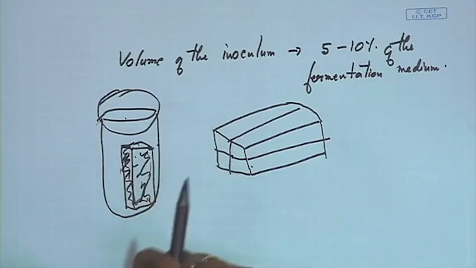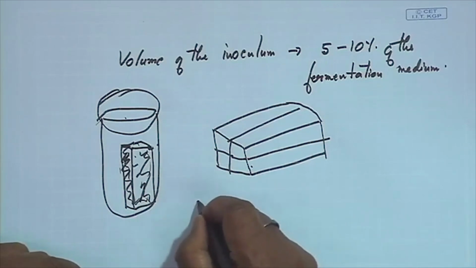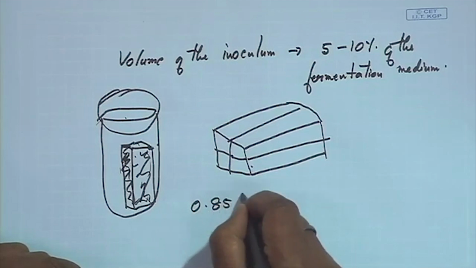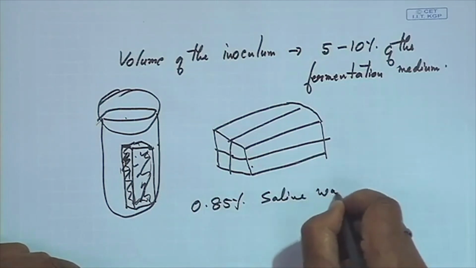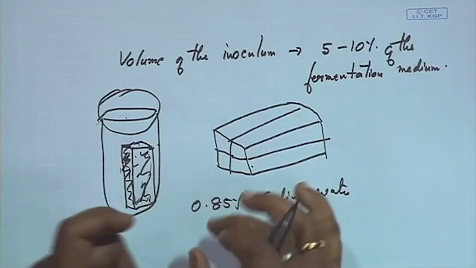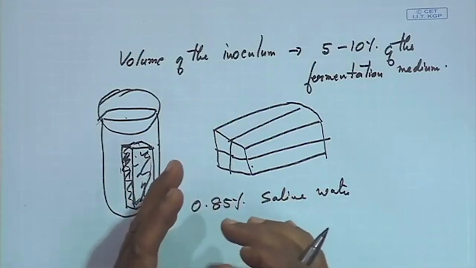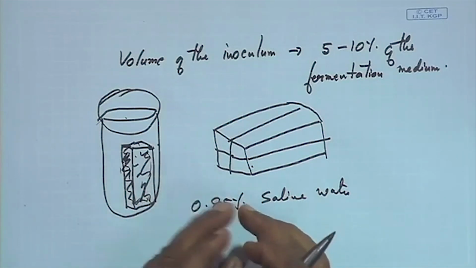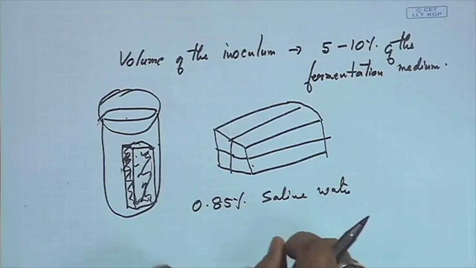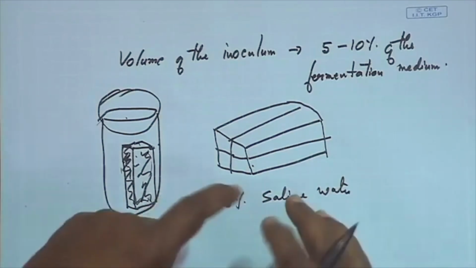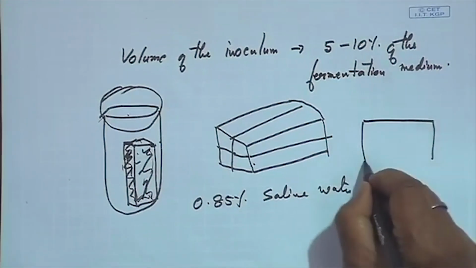When it is totally covered, then we can make a suspension in 0.85% saline water, and then we can find out what particular concentration of spores is required for the inoculum vessel. We develop this particular concentration of spores, and then we put it in the seed can. I showed you the seed can, how it looks. The seed can looks like this.